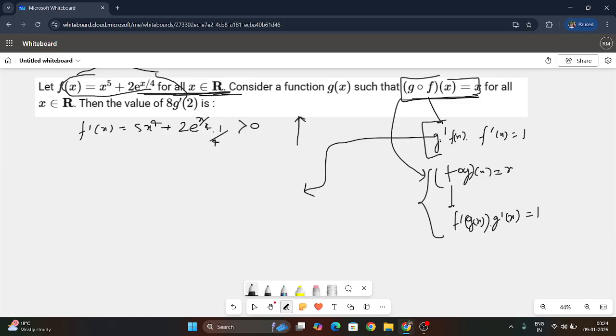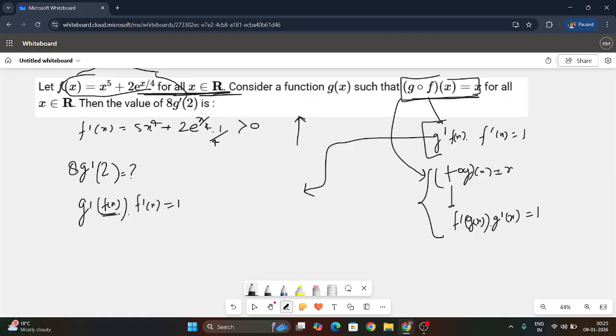So what do we have to do? We have to do here g'(f(x)), and what is this? g'(2). We have to basically find the value of 8 times g'(2). This is what we have to find. So first we have to find g'(2), and now we have g'(f(x)) into f'(x) equal to 1.